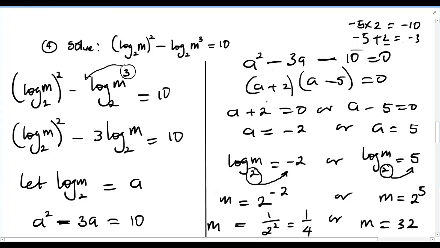Finally, we have that the individual brackets equate to 0. We have a plus 2 equal to 0, or a minus 5 equal to 0. And we already know what a is. So we bring back the definition of a, which is log m base 2, and equate to these individual values. So we don't need a again. We discarded a and just put the definition of a.